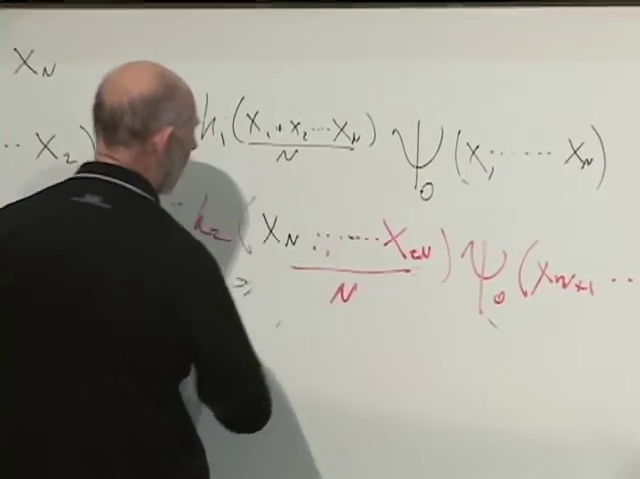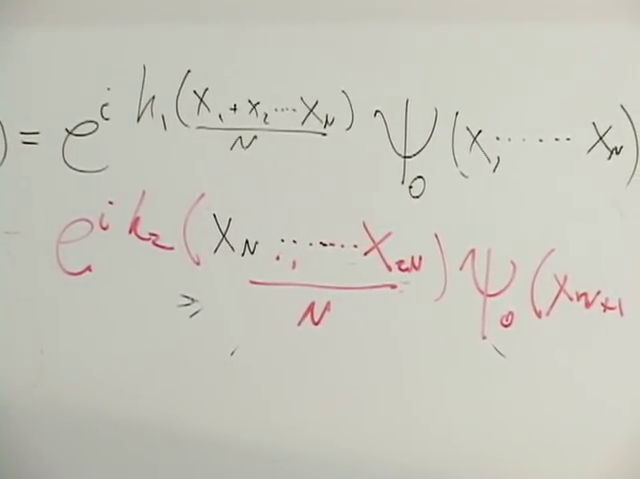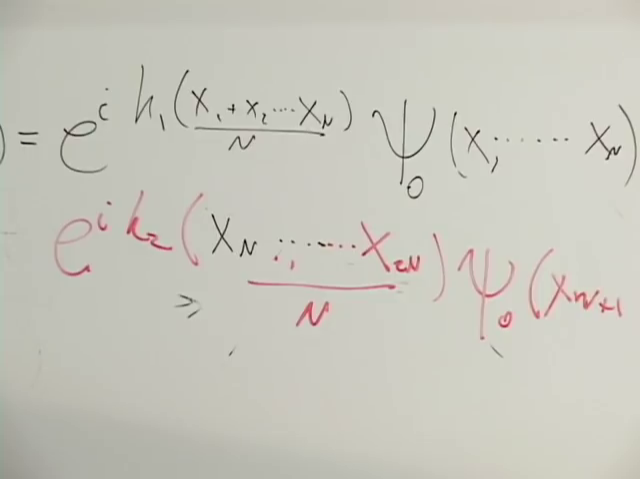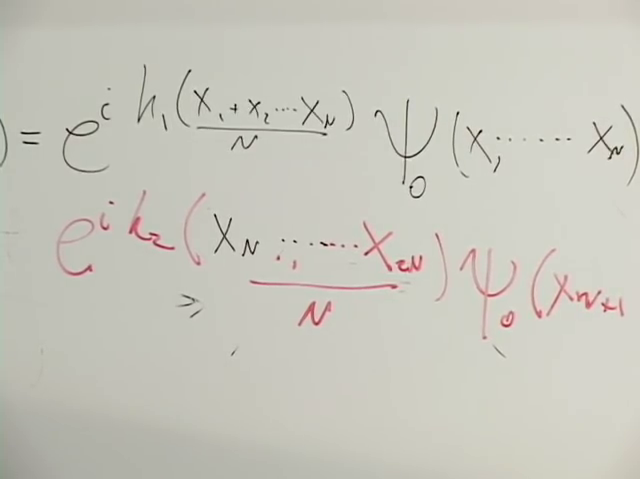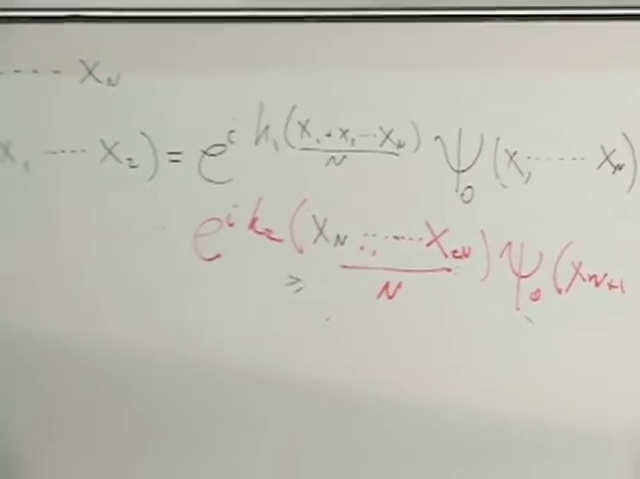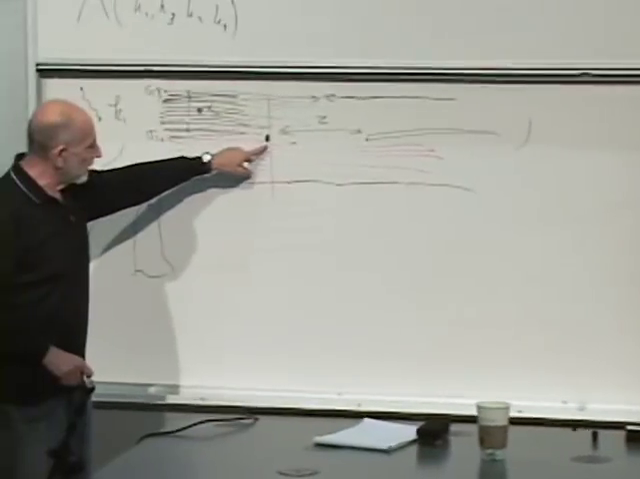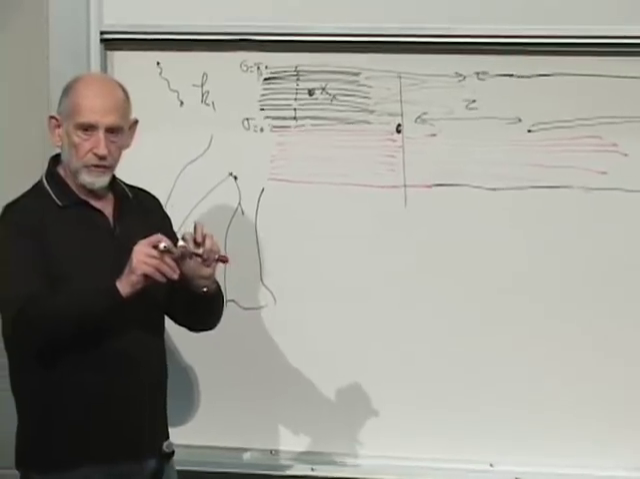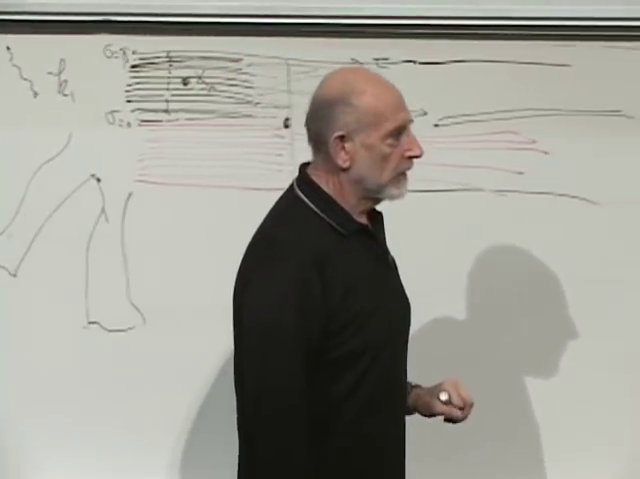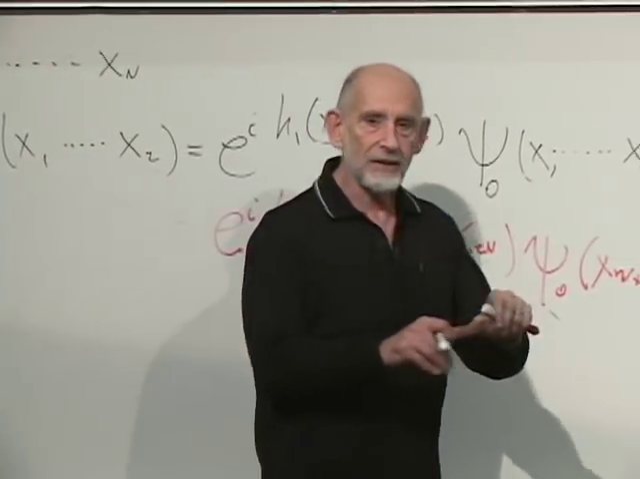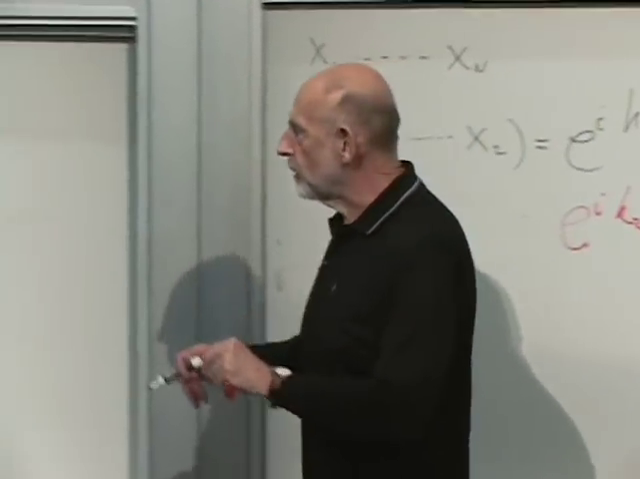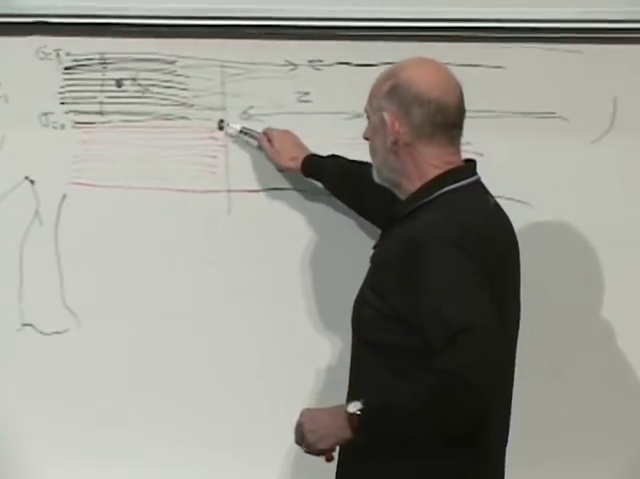All the others left unchanged. That's the wave function of the state right at the point after the two particles have coalesced. When they coalesce, at the point where they come together, nothing happens to the rest of the chain, but the two particles. So this is, if you like, the amplitude that the two particles, the endpoints of the chain, touched.